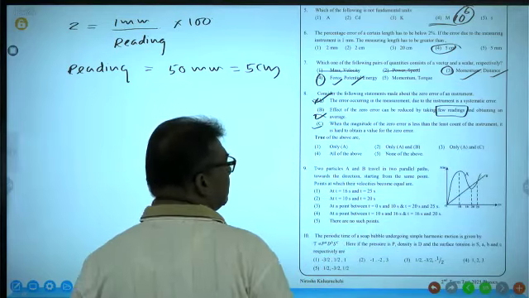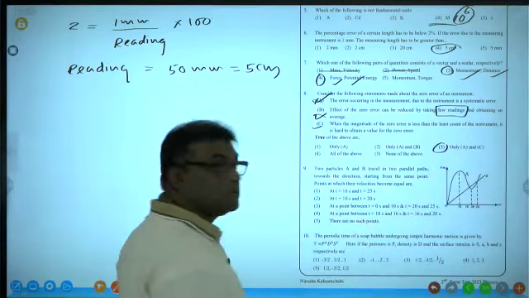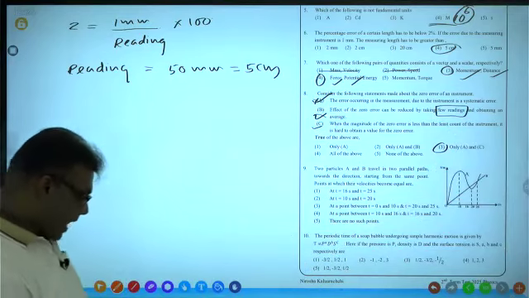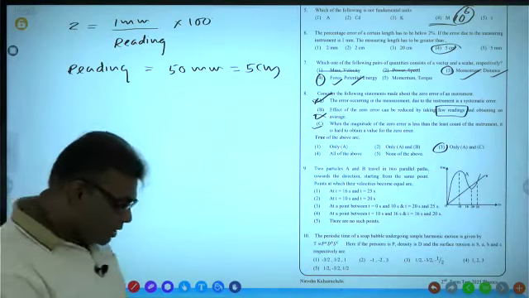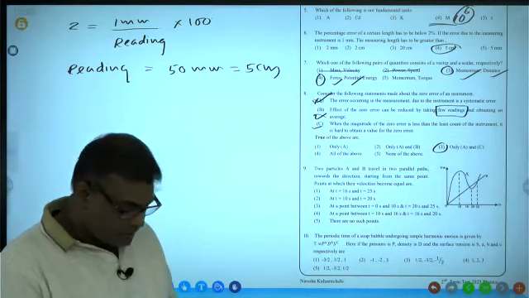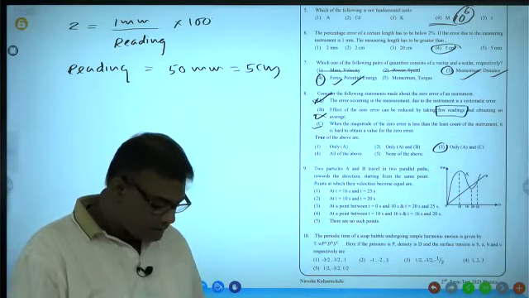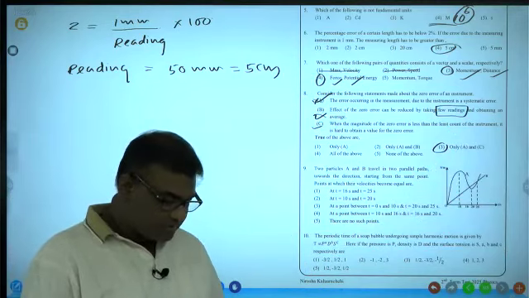No, A correct, C correct. Correct answer is the third one. Okay. Question number 9. Two particles A and B travel in two parallel paths towards the same direction, starting from the same point.